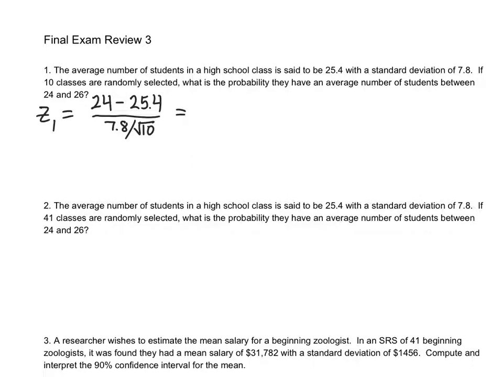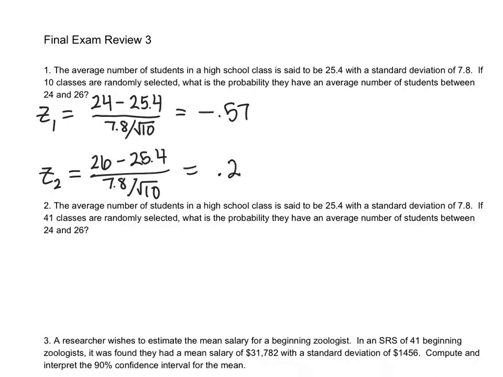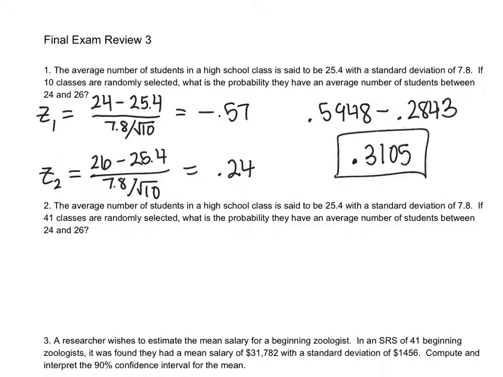So once we do that in the calculator, we're going to get negative 0.57. We're going to do the same thing for our second z-score. We're going to do 26 minus 25.4 over 7.8 over square root 10, which is going to give us 0.24. Now we're going to use our z-score chart to find each of these z-scores and subtract them. So the z-score for 0.24 is going to be 0.5948 minus the z-score for negative 0.57, which is 0.2843, which is going to give us a probability of 0.3105. So about a 31% chance.